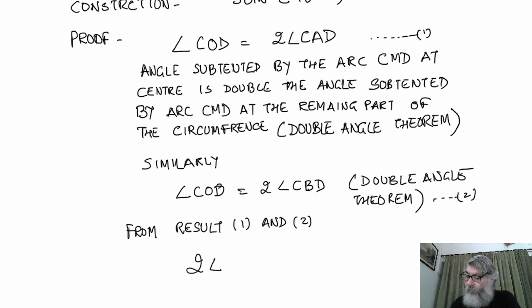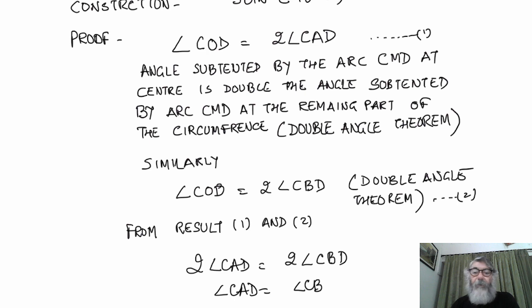Double of CAD is equal to double of CBD, or CAD will be equal to CBD. What does it mean? Angles in the same segment of a circle are always going to be equal. It does not necessarily mean that it will be in the major segment only. This could happen in the minor segment also.